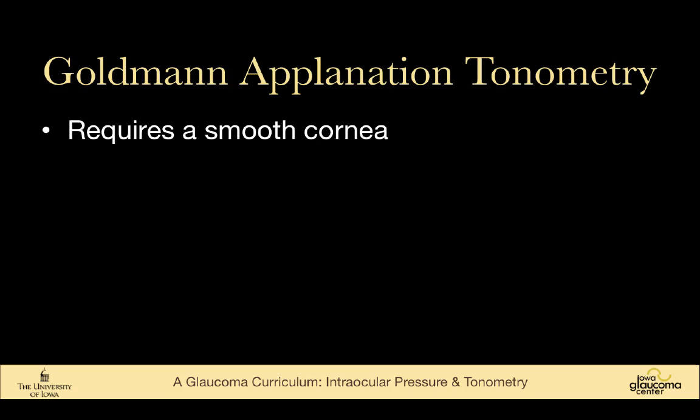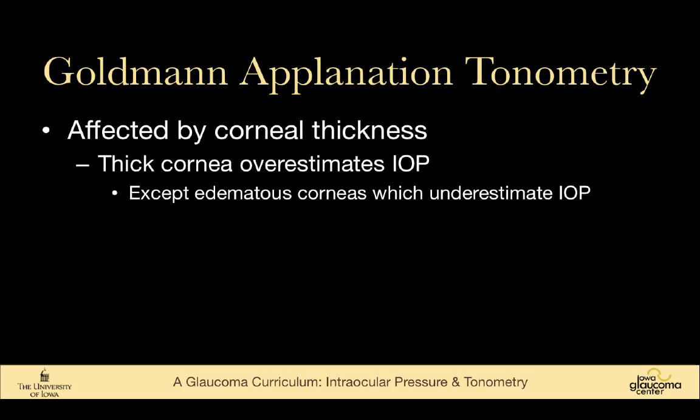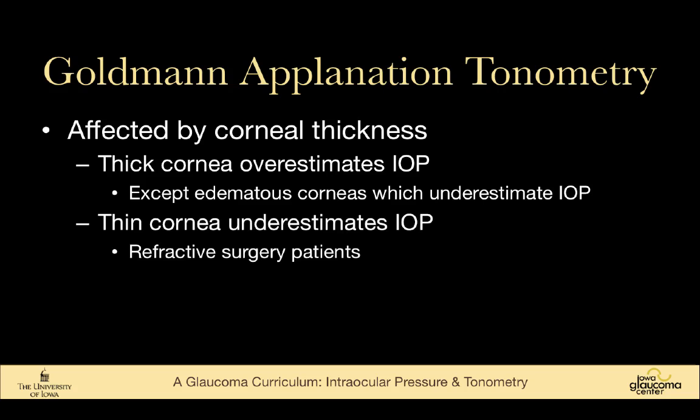Goldmann tonometry requires a smooth cornea. It's affected, as I said, by corneal thickness. So a thick cornea overestimates the pressure, except in an edematous cornea, which underestimates the intraocular pressure. Thin corneas underestimate the pressure. So a lot of people who've had refractive surgery have thin corneas, and that makes the intraocular pressure measurement a little bit challenging.